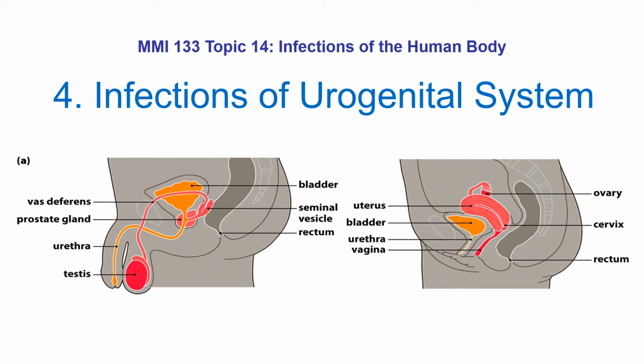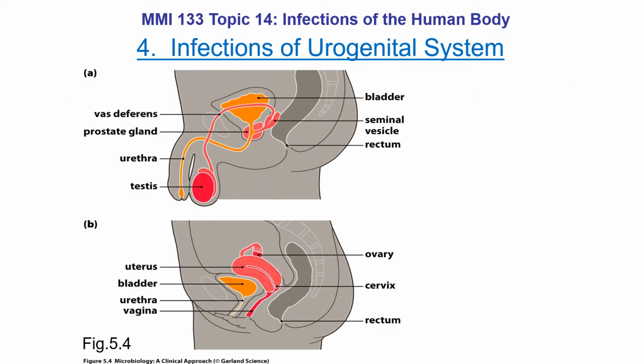Topic 14, Infections of the Human Body, Part 4, Infections of the Urogenital System. Okay, so let's talk about the urogenital system and infections and those body parts.